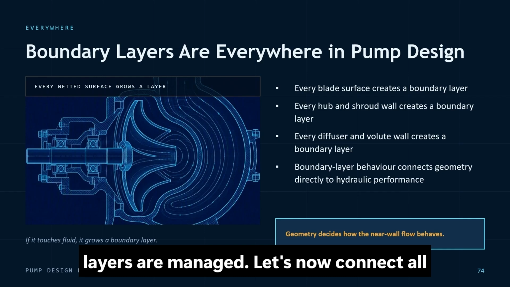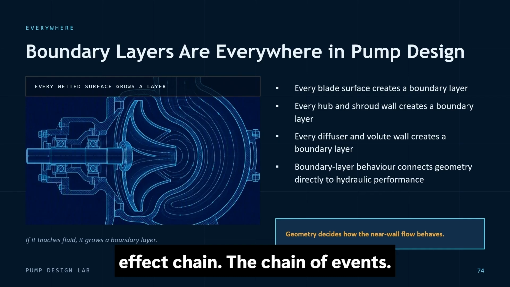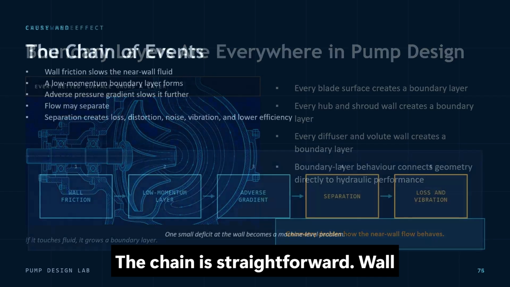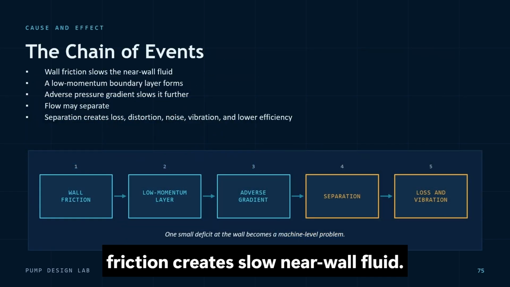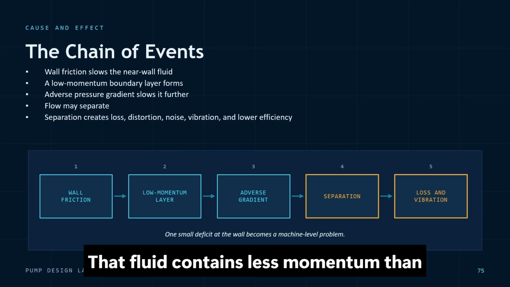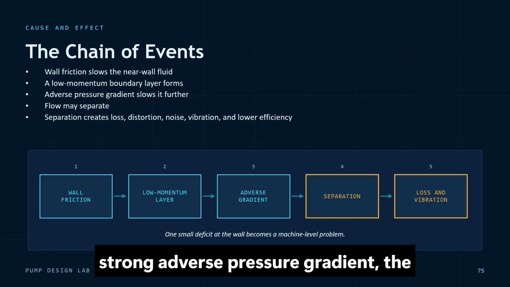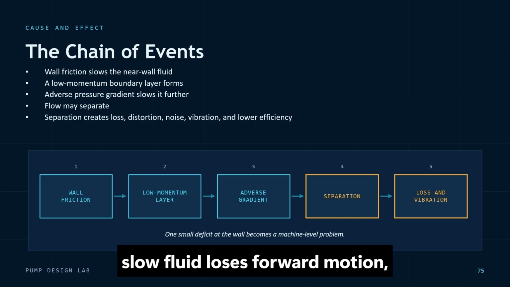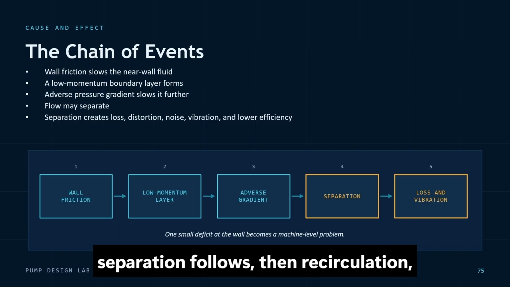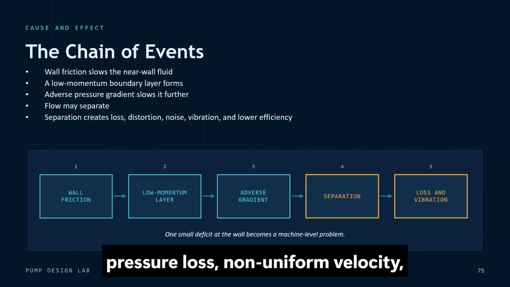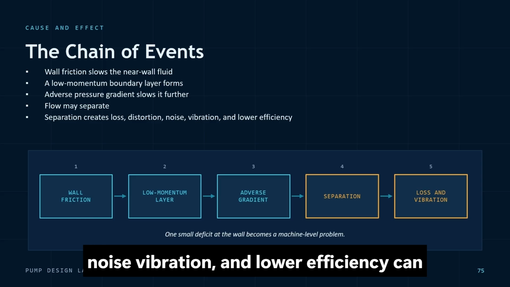Let's now connect all the physics through one simple cause and effect chain. The chain is straightforward. Wall friction creates slow near-wall fluid. That fluid contains less momentum than the outer flow. If the passage creates a strong adverse pressure gradient, the slow fluid loses forward motion. Separation follows. Then recirculation, pressure loss, non-uniform velocity, noise, vibration, and lower efficiency can appear.